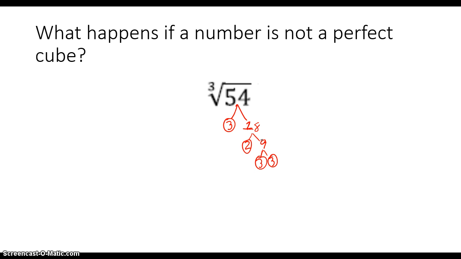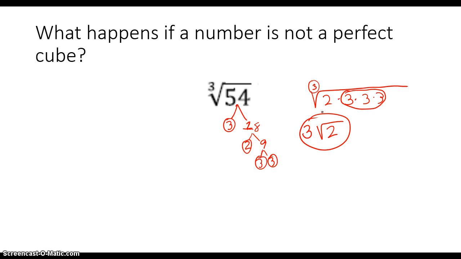So once I've got my prime factorization of 54, I can write it out inside the radical symbol, the cubed root. So I have a 2 and 3 3s. And this time, the group gets a little bigger. In order to go outside, you have to have 3 buddies because it is the cubed root. So once I've got a group of 3, they can come out. Lonely 2 has to stay inside, and I have simplified the cubed root of 54.